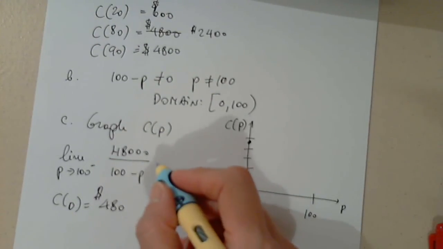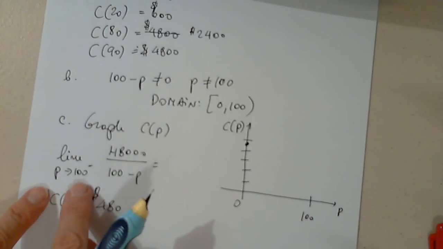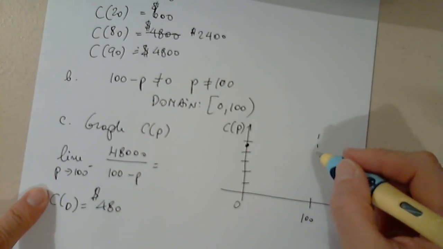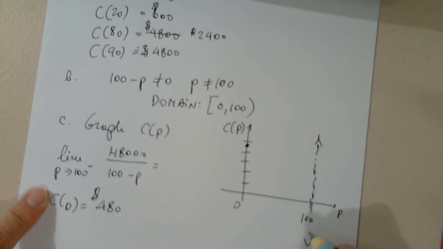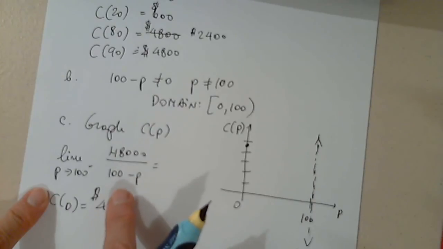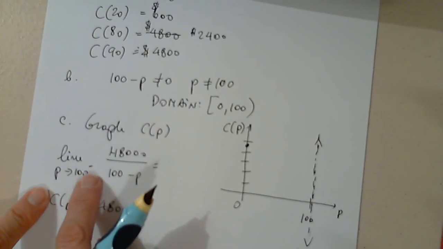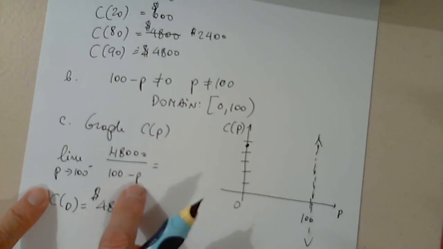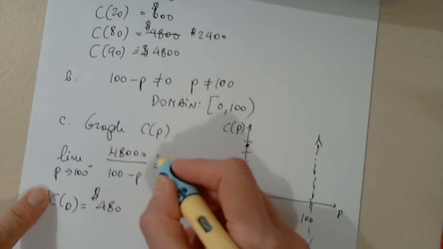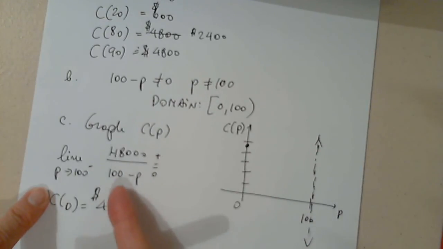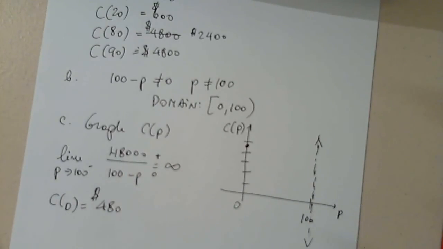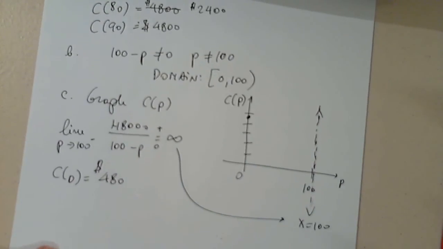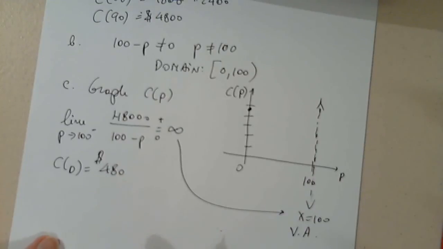Now, when P approaches, of course, we'll get that in a minute. This is a vertical asymptote, x equals 100. As P approaches 100 from the left, like with 99, let's say, the numerator is positive, the denominator is 0 with 100, but it will be positive as well. So the limit will be infinity. Therefore, it's guaranteed that x equals 100 is a vertical asymptote.